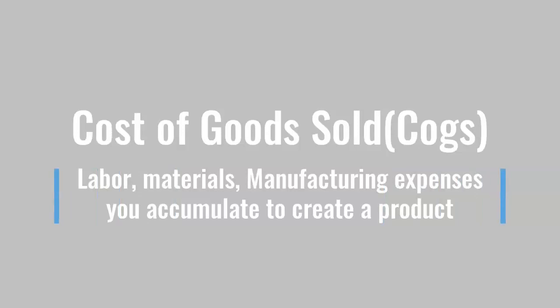The cost of goods sold, known as COGS. That has to do with how much we spend on making a product. Yes, this is an expense, but it is a direct expense related to the production of products. How much did you spend making that product? For example, the labor, the materials, the manufacturing expenses you accumulate to create a product. I am going to show you how to calculate this later on.